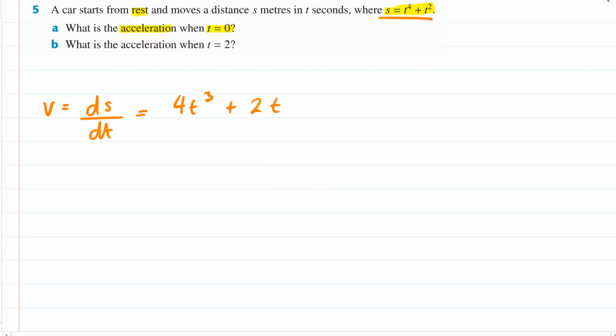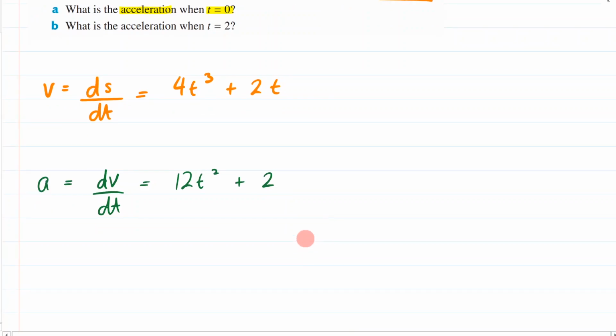I now, from this, can find my acceleration, because my acceleration is my change of velocity with respect to time. So acceleration will be dv/dt, 12t squared plus 2. Now, what I want to do is find the acceleration when t is equal to 0.